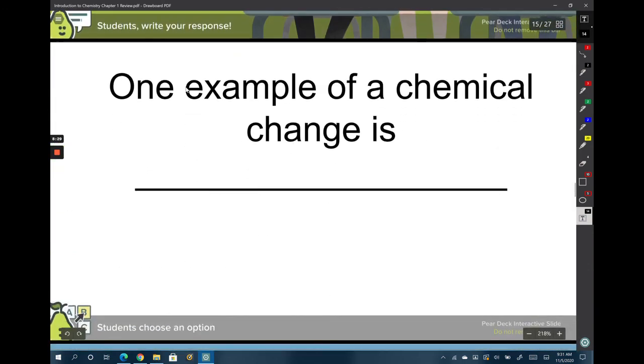Again, here's another multiple choice. Let me see what your choices were. One example of a chemical change is, your choices were filtering a mixture, burning wood, boiling water, or crushing a can. The only one of those that creates a new substance is burning wood.